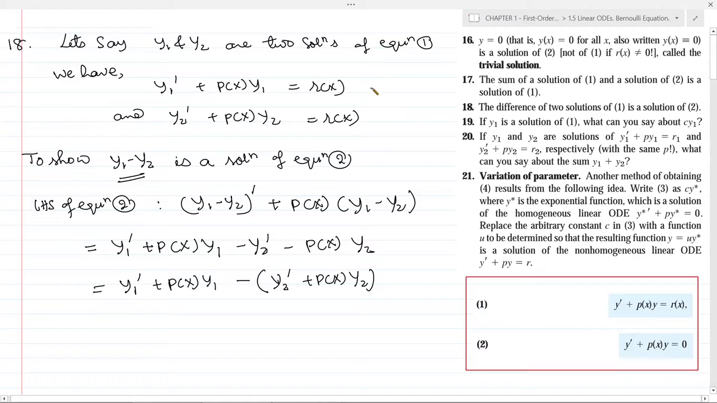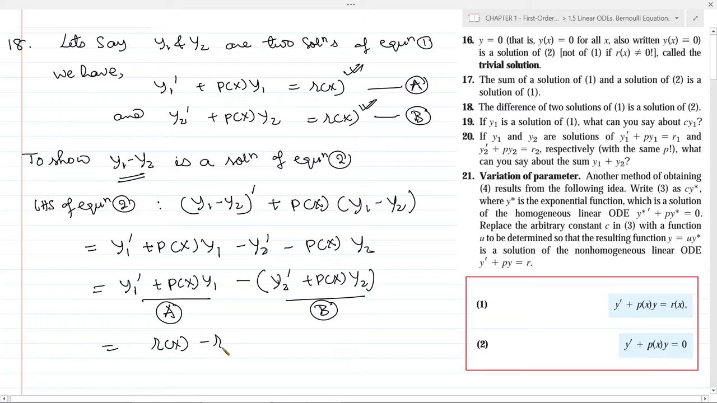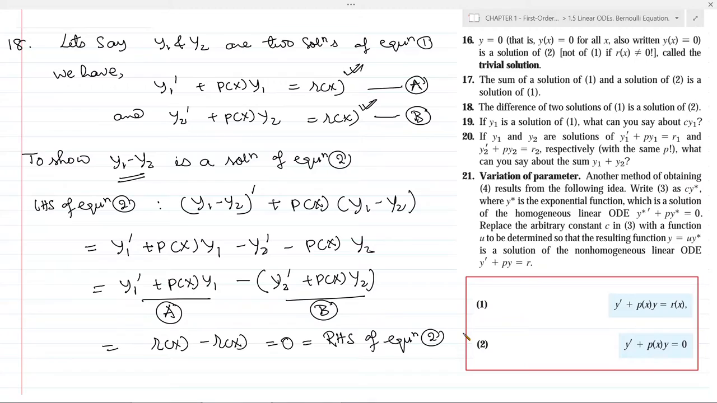Now, if this equation was A and this equation was B, then the value of this can be taken from A and this value can be taken from equation B, and both values are r of x, we can see from here. So, this is r of x minus r of x, which is equal to 0, which is equal to the RHS of equation 2. That means, equation 2 is satisfied by taking y equal to y1 minus y2. That means, the difference of two solutions of equation 1 is a solution of equation 2.